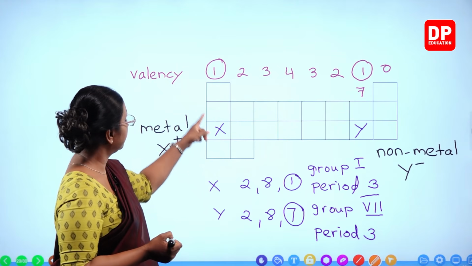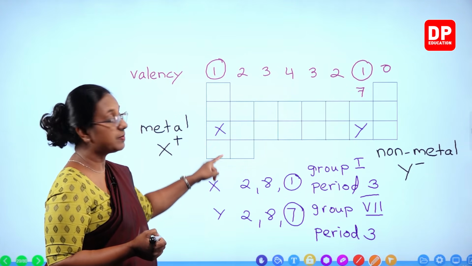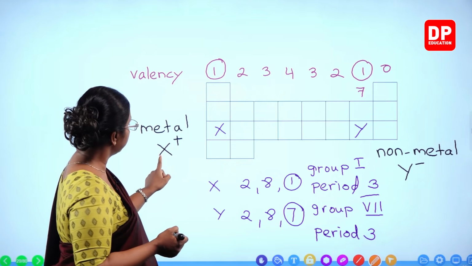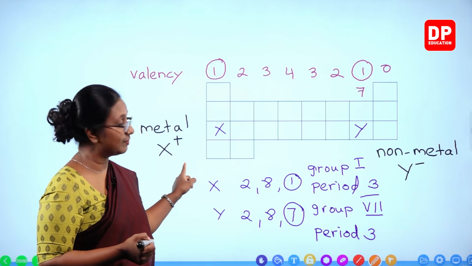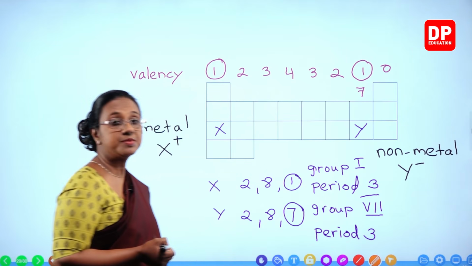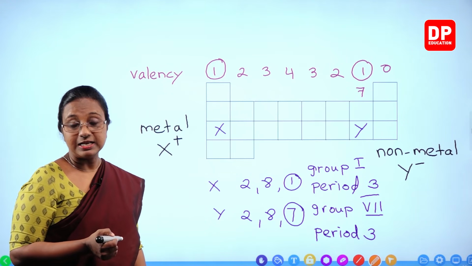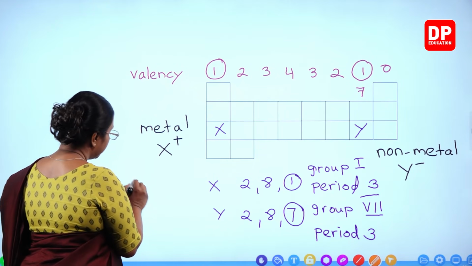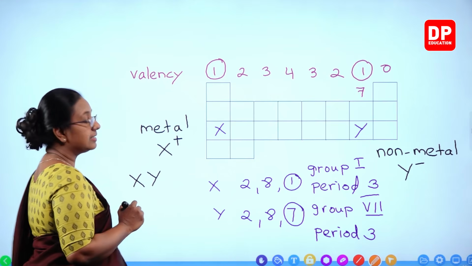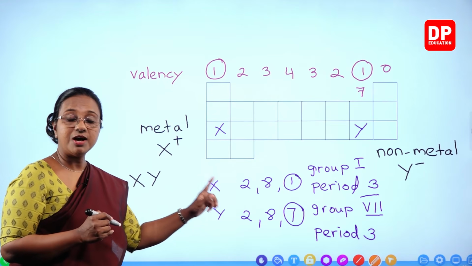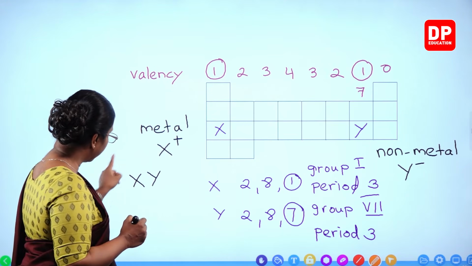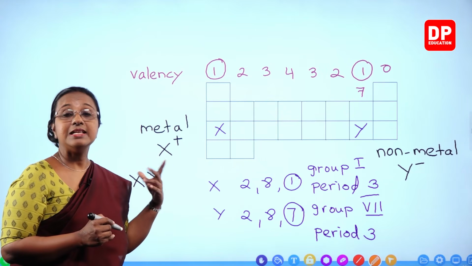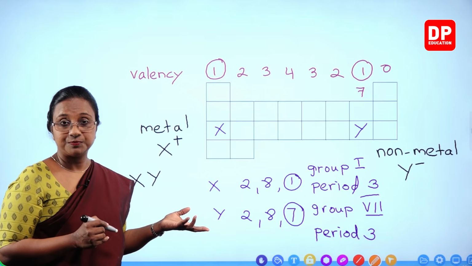Now metal, here you can see X, you can see from the position. Hydrogen, lithium, sodium. Sodium usually forms positive ion, X plus ion. Non-metal forms Y minus negative ions. So when they form the bond, how do they form the bond? They can form the bond as X, Y. Valency is 1, 1. If you exchange the valency, you get the chemical formula as XY. And it is an ionic compound.